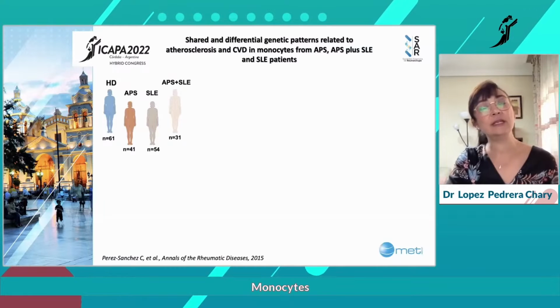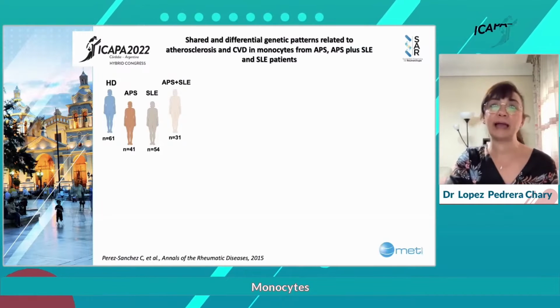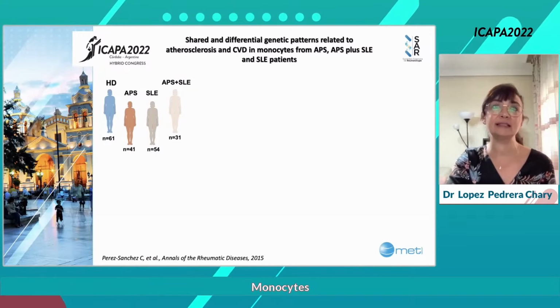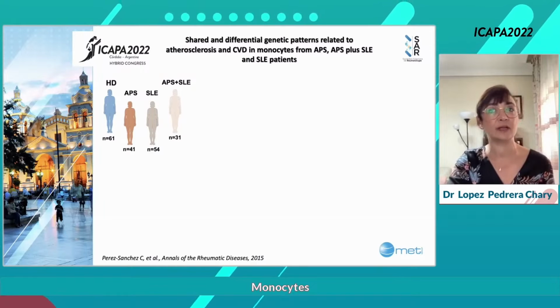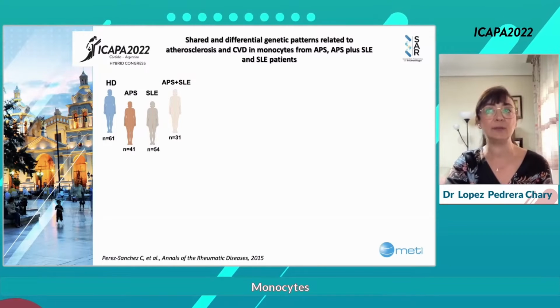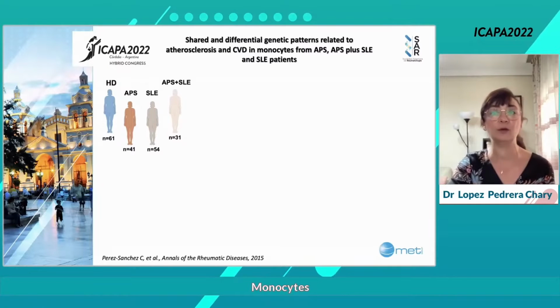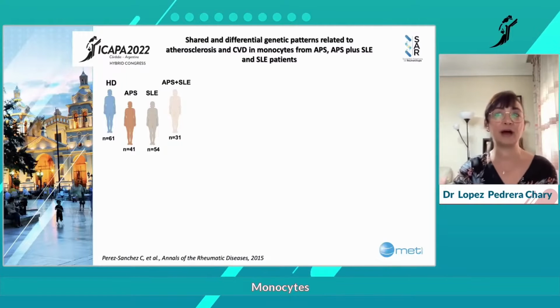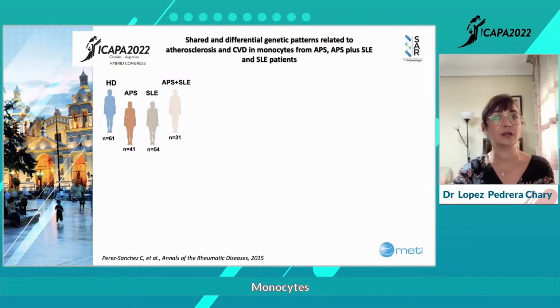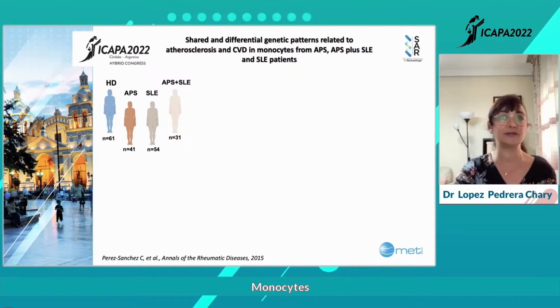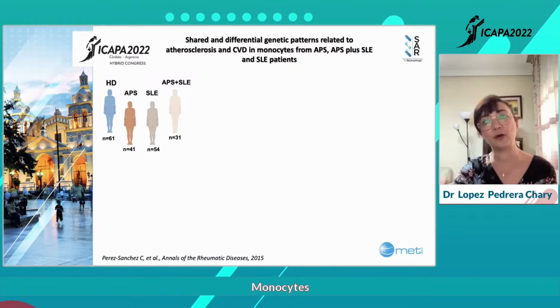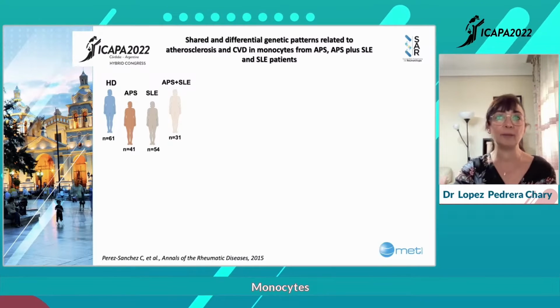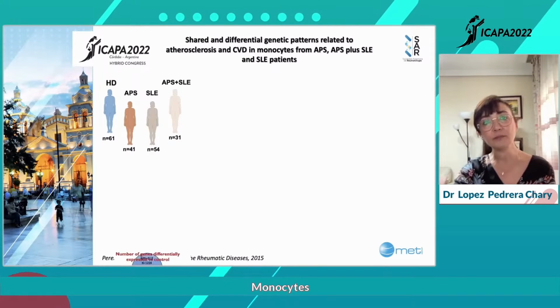Using microarray technology, our group identified in vivo shared and differential genetic patterns related to atherosclerosis and cardiovascular disease in primary antiphospholipid syndrome, lupus, and patients with both pathologies. The study was developed in monocytes purified from 61 healthy donors, 41 patients with primary antiphospholipid syndrome, 54 patients with lupus, and 31 patients with both pathologies.